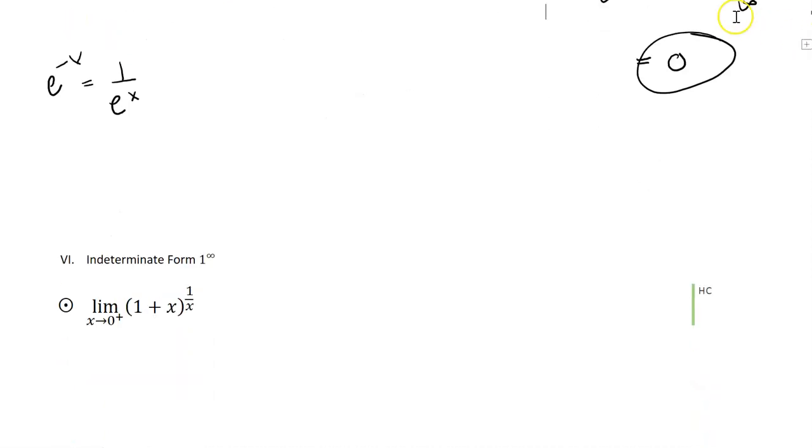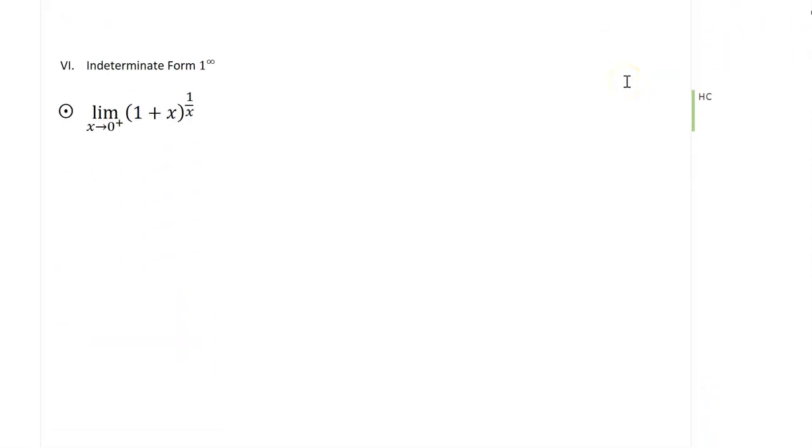In this case, we have the indeterminate form 1 to the infinity power. So this is an example of that. We've got the limit as x approaches 0 from the right of 1 plus x raised to the 1 over x power. So this whole fraction here, as x approaches 0 from the right, is going to approach 1, and this exponent is going to approach infinity.